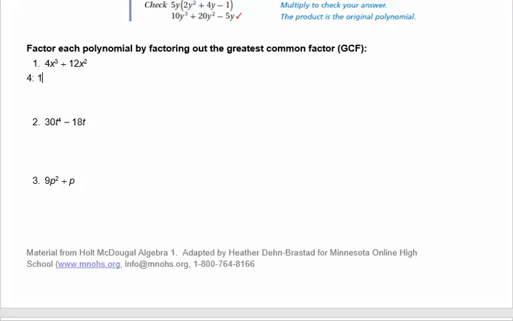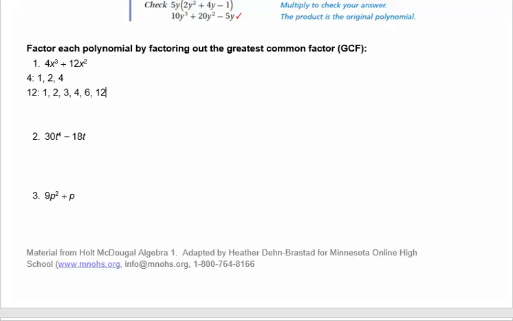So the factors of 4 are 1 and 4, and 2 times 2. Well, you only write the 2 once. So 1, 2, and 4. Let's write the number part factors of 12, the other coefficient from the other term. The factors of 12 are 1 times 12, 2 times 6, and 3 times 4. So there's the number parts.